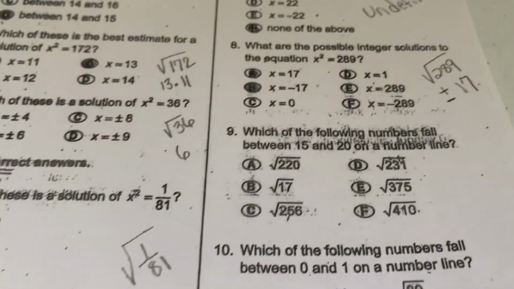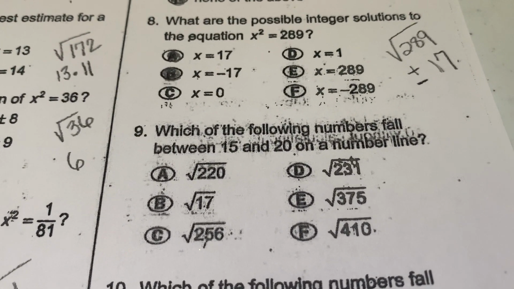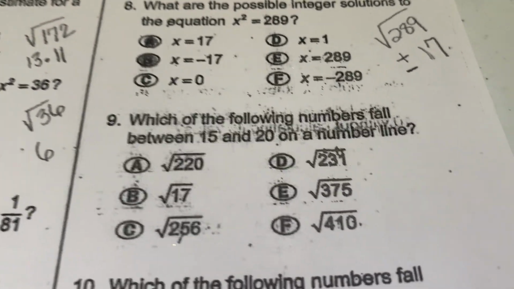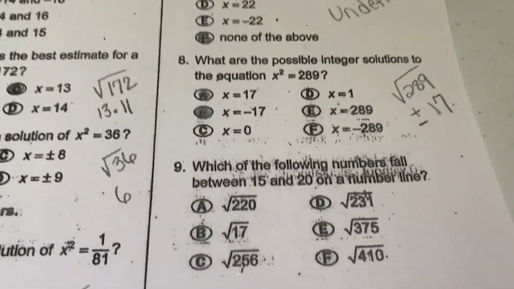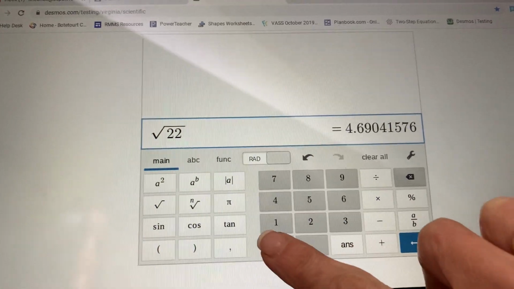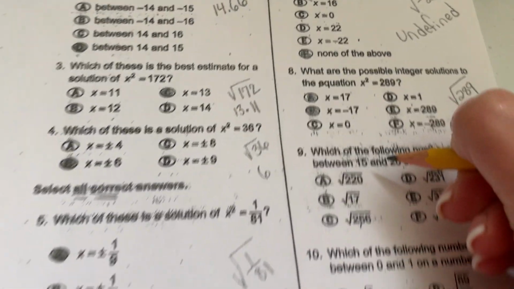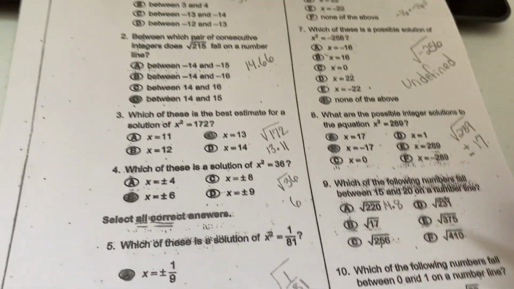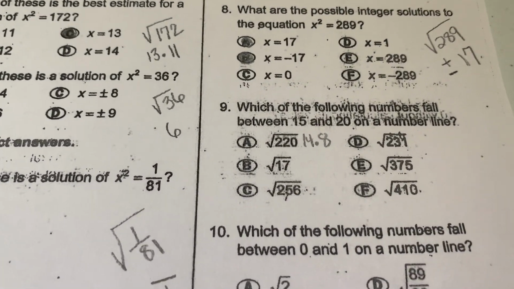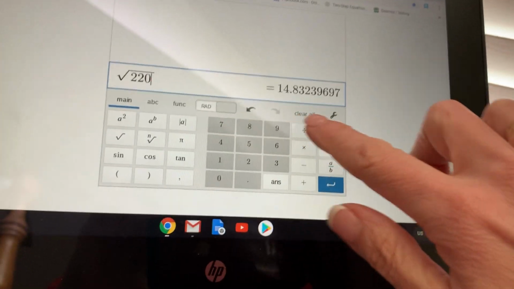Number 9, which of the following numbers fall between 15 and 20 on a number line? So we're going to have to take the square root of each of these numbers and then write our answer on our paper. So let's look at A, the square root of 220. I'm going to go back to my calculator. I do the square root of 220, and I get 14.8. I'm going to write that down, 14.8. I'm just going to write my answers down real quick, and then we'll go back to figure out what falls in between.